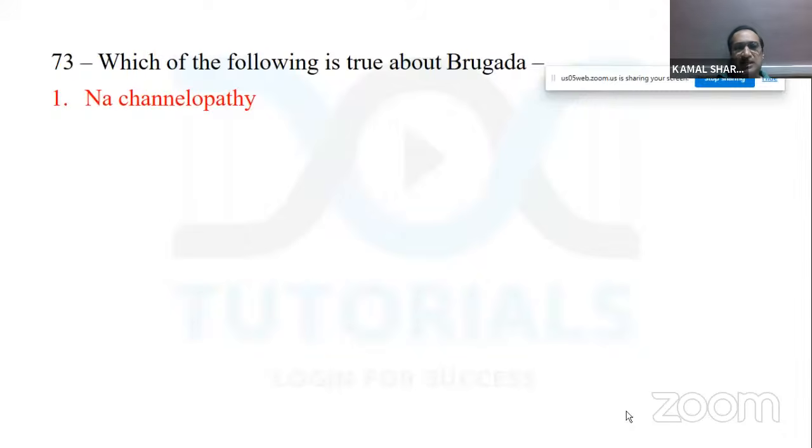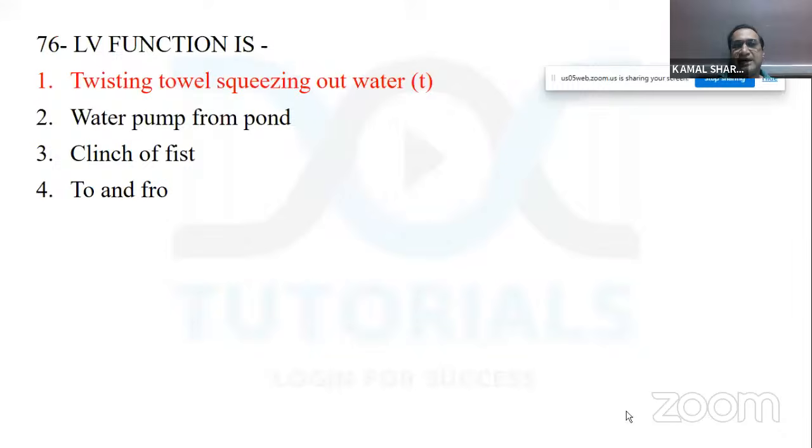Brugada was what etiology? Calcium sodium channelopathy, which everybody got right. And one interesting question, I was really happy that somebody was looking at the mechanism, the very basics of LV function, framing this question. A fantastic question. How does the heart contract?